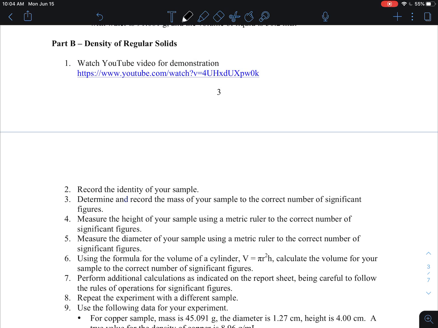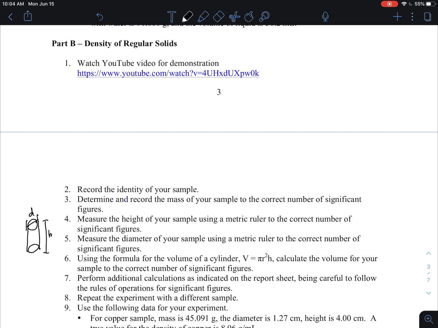Volume is the amount of space occupied by a substance. When it's a rectangle, we have length times width times height. If it's a cylinder, we have the volume of a cylinder. If it's a sphere, we have the volume of a sphere, etc. So you'd have to take a few length measurements. So you measure the height of your sample using your metric ruler and again reporting the correct number of significant figures. Let's say you have a cylinder, so then you also want to measure the diameter, which again, a cylinder looks like this.